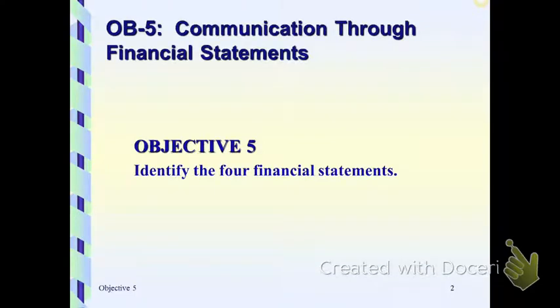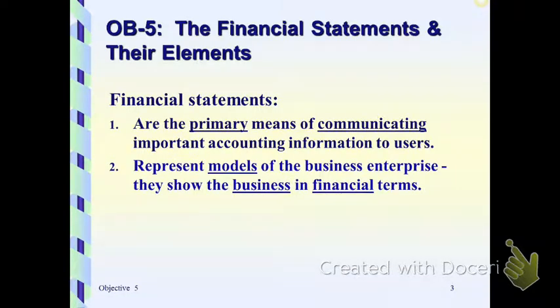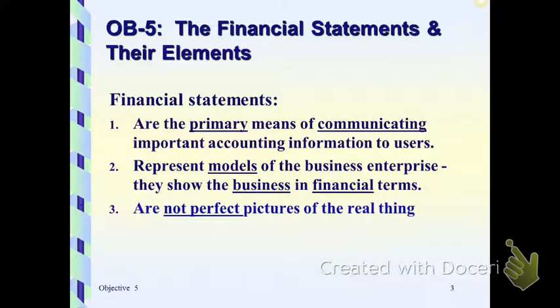So let's start with Objective 5 and identify the 4 financial statements. Financial statements are the primary means of communicating important accounting information to users. They represent the business in financial terms. However, we need to keep in mind they are not a perfect picture of the real thing because, in actuality, all financial statements are prepared as of a specific date and you're getting that information after it has already happened.